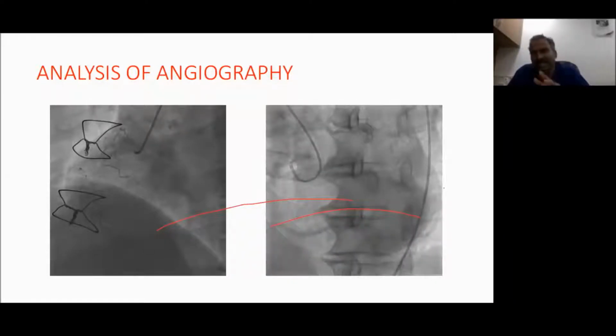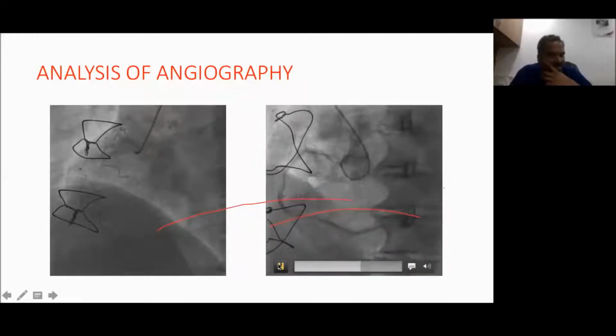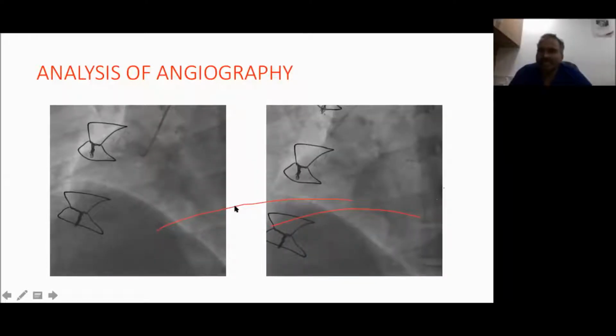So this again says, for this patient, the PDA is very faintly visible because there is a competitive flow. This says there could be a patent venous graft for this patient. And in the first case, I don't know, it can be patent, it may not be patent. But I'll show you both the cases, venous grafts.